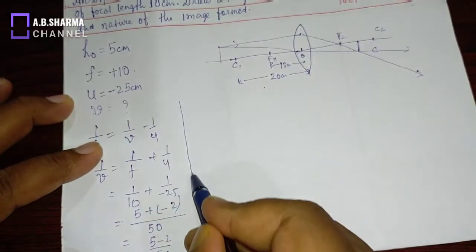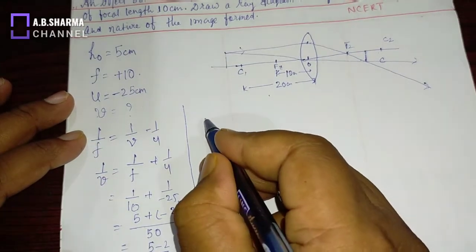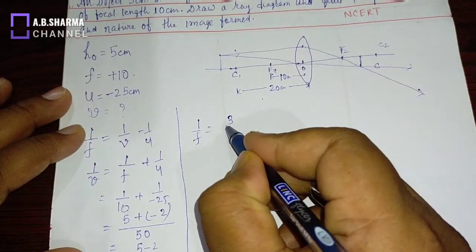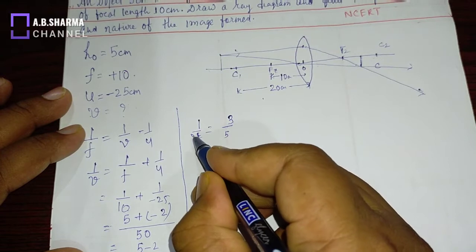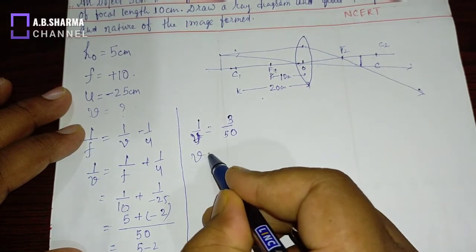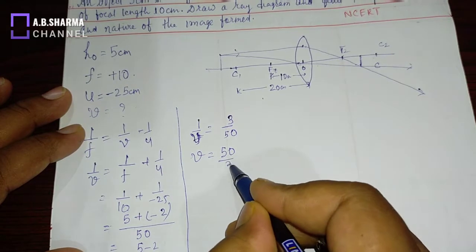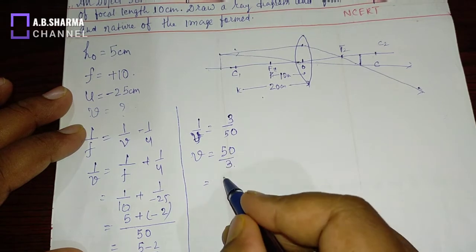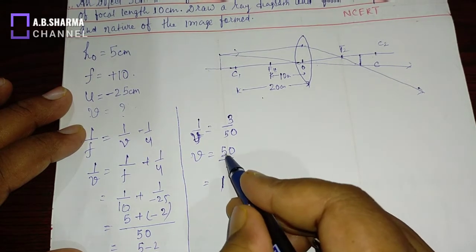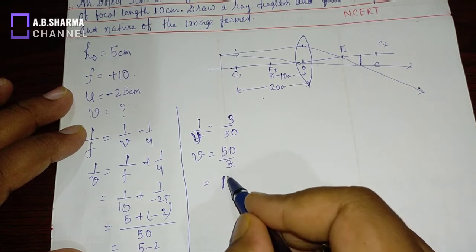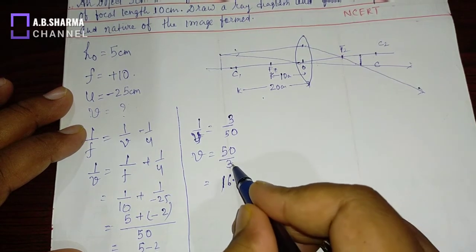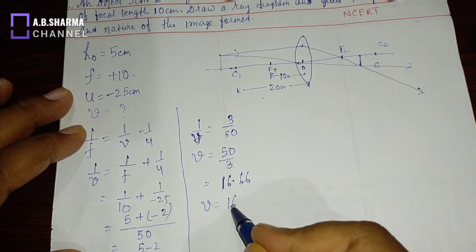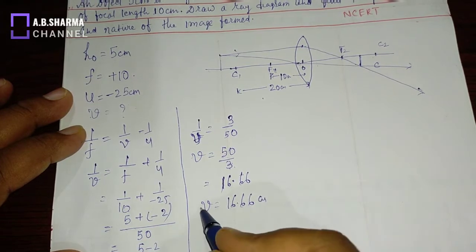or we can also write 1 over V equals to 3 upon 50, or V equals to 50 over 3. Means this is how much? 3 1s are 3, 3 6s are 18, so V equals to 16.66 centimeter.